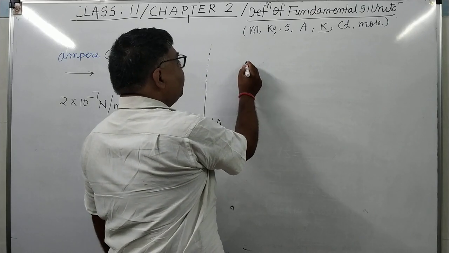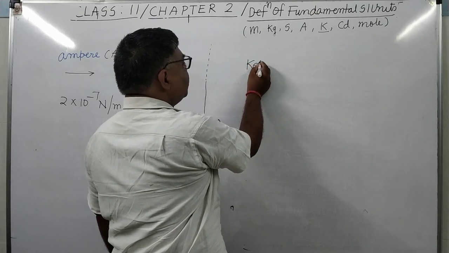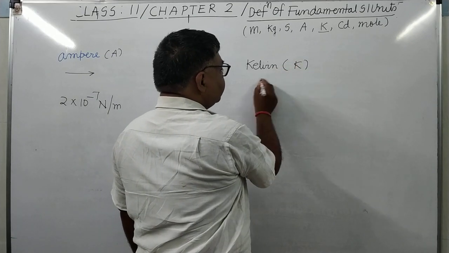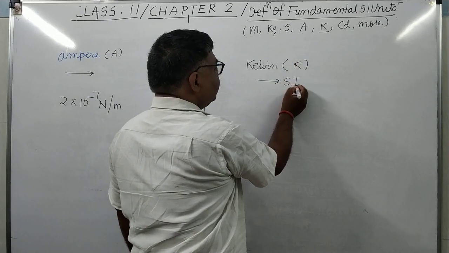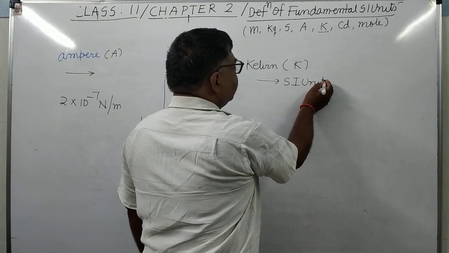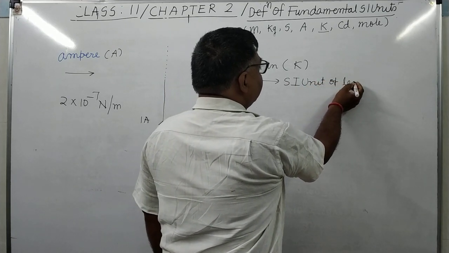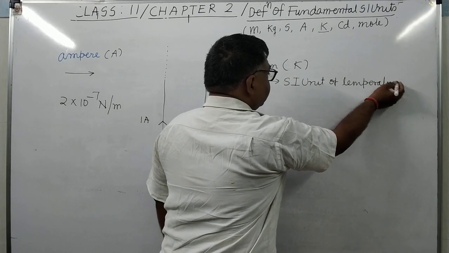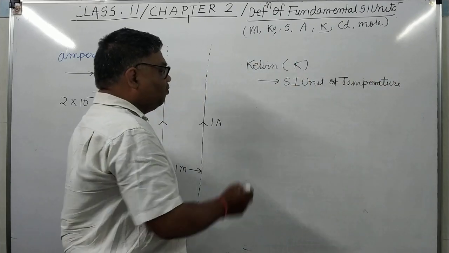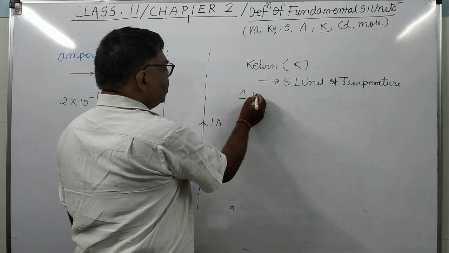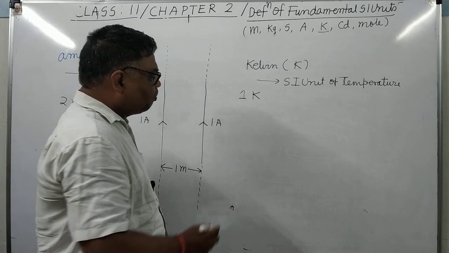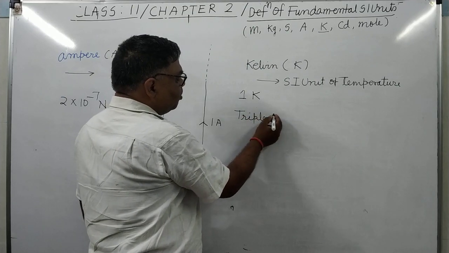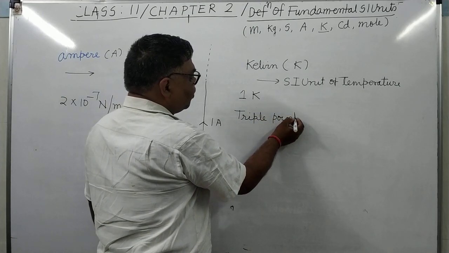Kelvin is the SI unit of temperature. It is symbolized by K. Now what is the SI unit of temperature? So you can see here, how will you define 1 Kelvin? There is a triple point temperature of water.